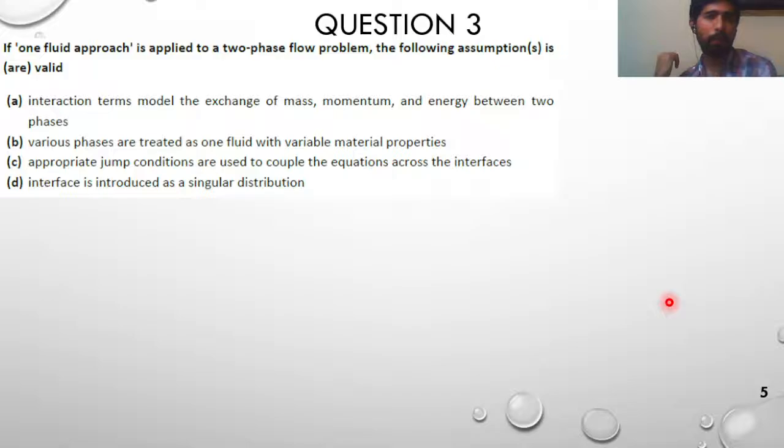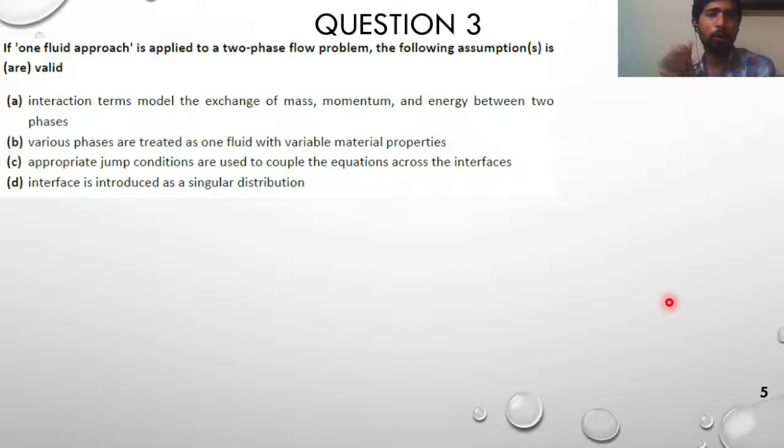What happens is that these kinds of conditions are inherently satisfied by adding some source term in the momentum equation itself. That is option number 4 actually. The interface is introduced as a singular distribution. Because you don't have separate variables, say a phase 1 velocity and a phase 2 velocity, in this one fluid approach, you have only velocity. Then how will you apply the jump condition? Jump condition means velocity of this phase is equal to velocity of the other phase. That is one jump condition, so you cannot just apply it in this one fluid approach, because you are treating it as one fluid only.